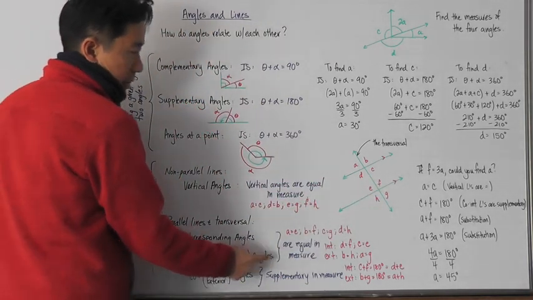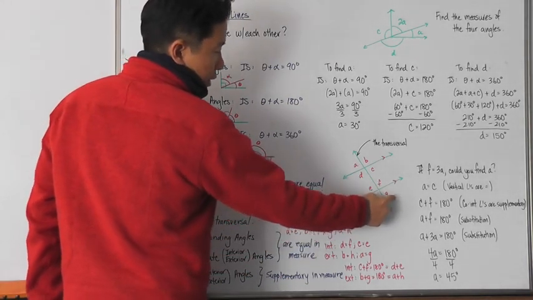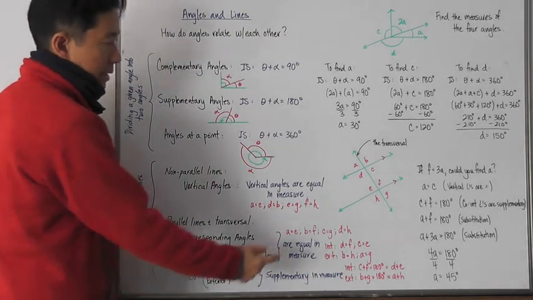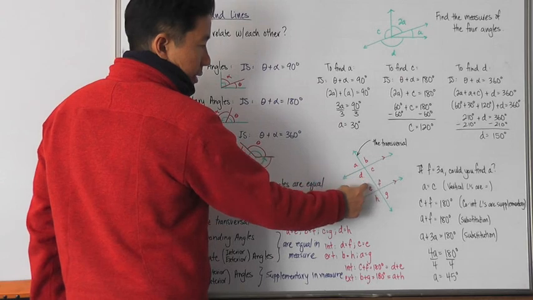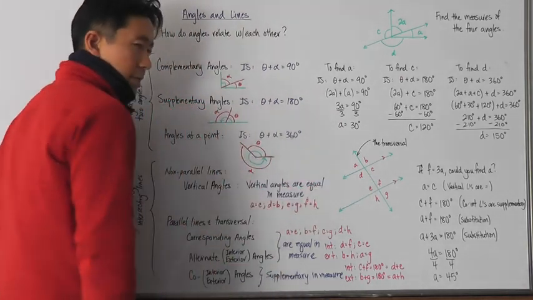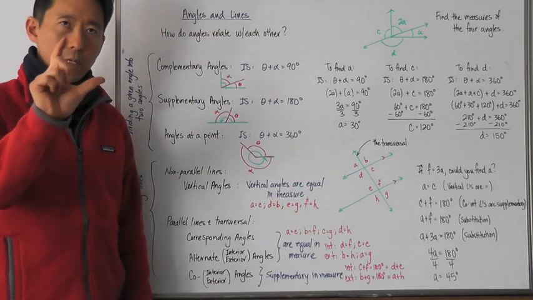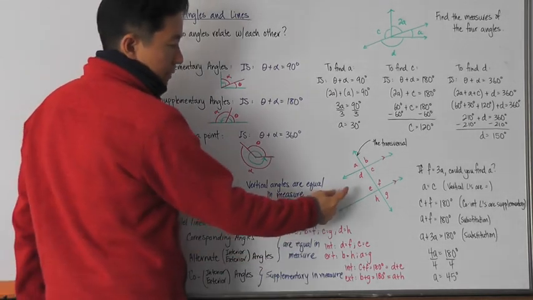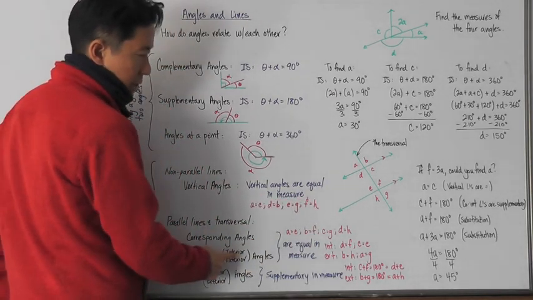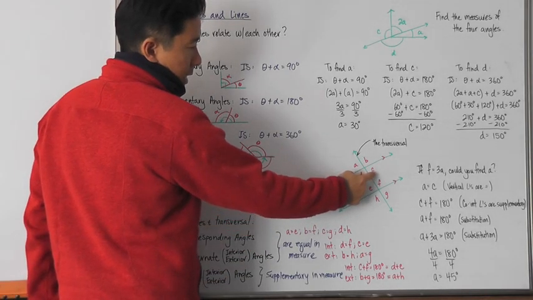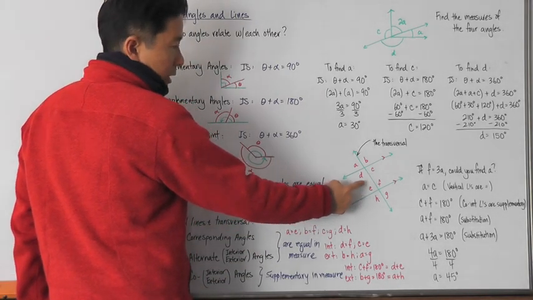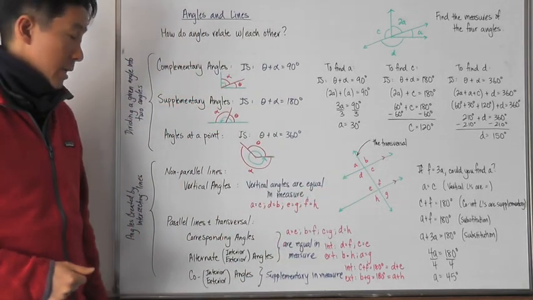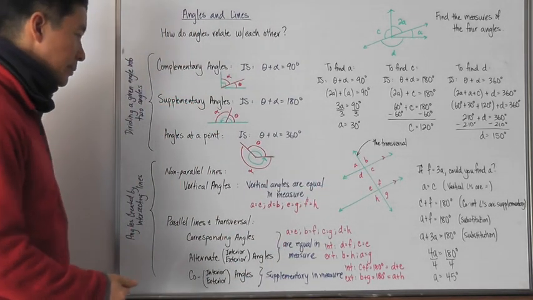The exterior ones are A, B, H, and G. Now, when I say alternate interior, let's focus again on the interior ones. Here are the interior ones. When I say alternate, what comes to mind? Alternate means it flips. So if I talk about the alternate interior angles, I'm talking about C and E, or D and F. Those angles will be equivalent or equal in measure.